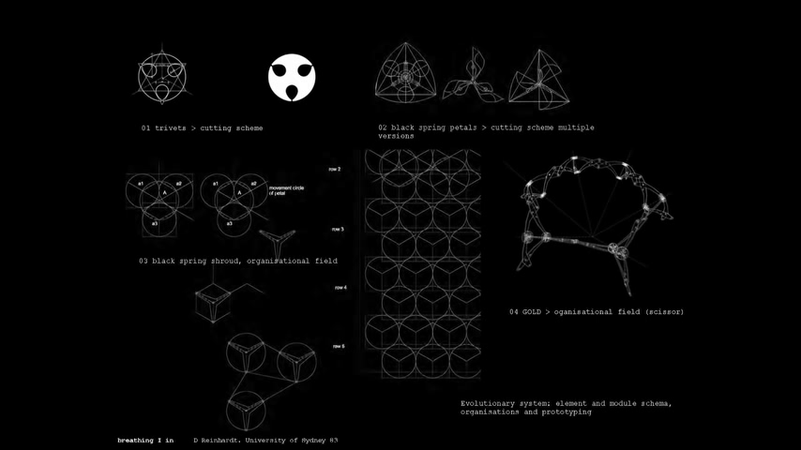On top we have this cutting scheme of the trivet field, which was executed as a very generic diagram of a circle with impacts. On the right-hand corner, we have the black spring and the diversity of different petals. They are both cutting schema which allow different methods of actualization, of coming into being, and variations. To the left-hand side, we have the black spring shroud, the organization of a field that runs through triangulated operators in a hexagonal field. And then in four, we have gold, which is irrespective of the laying out of an organizational field, where the behavioral pattern actually informs the geometry of the object and the logic of its behavior.